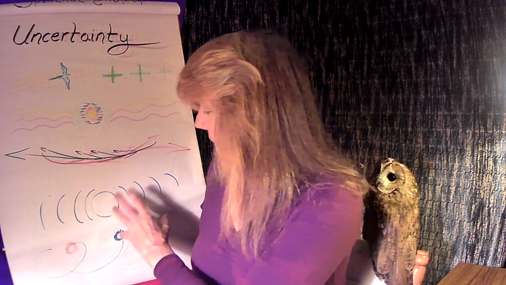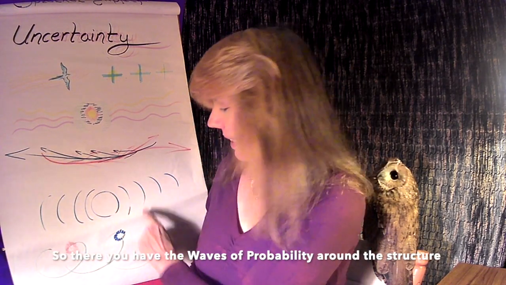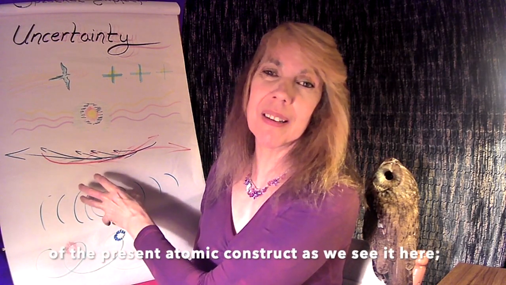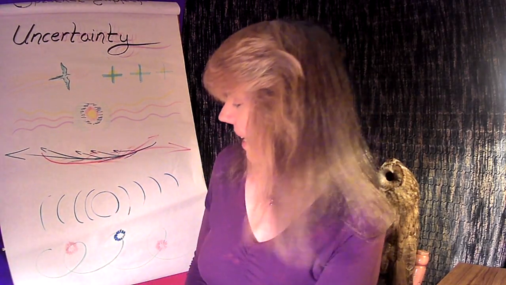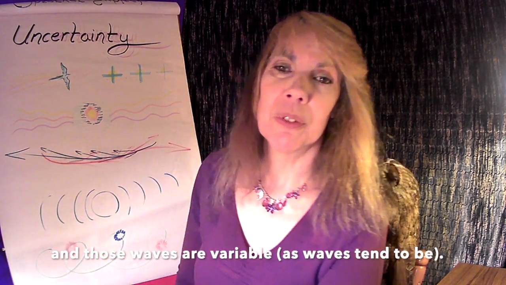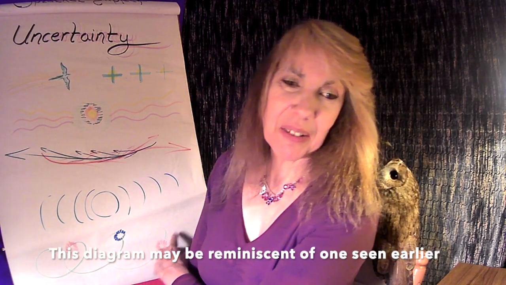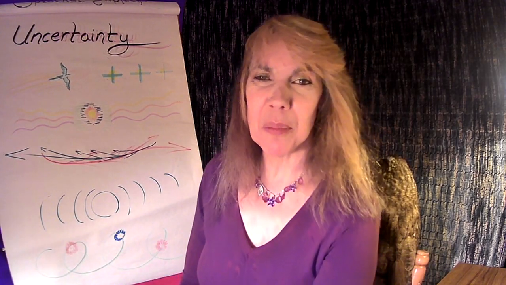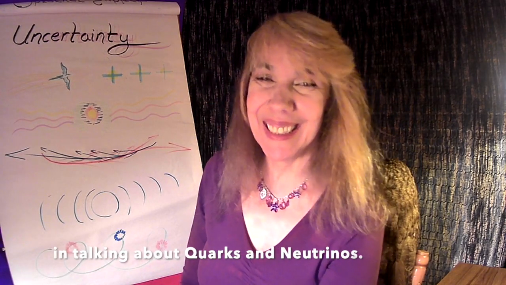So there you have these waves of probability around the structure of the present moment, or the present atomic construct as we see it here, and those waves are variable, so they're varying all the time. And this diagram down here you might remember being vaguely reminiscent of one I've done before when I was talking about quarks and neutrinos. It's oscillation.